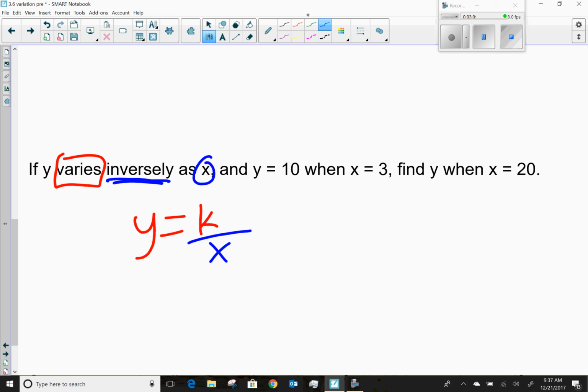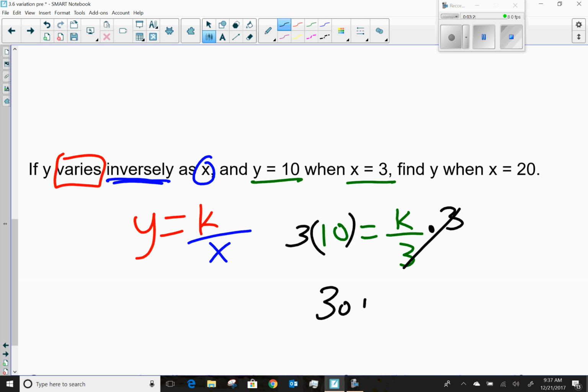Now we can go to step 2 and plug in our values. y is 10, x is 3. Now we have to solve for k, the second part of step 2. We multiply by 3 on both sides to get rid of that denominator. 3 times 10 is 30, so k equals 30. Now we can move on to step 3, plug that back into our original equation for k. Then step 4, solve for any additional information.